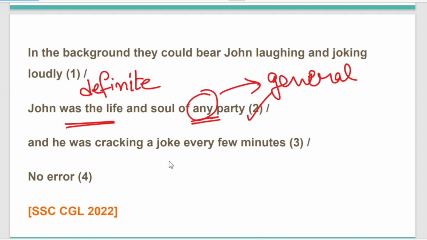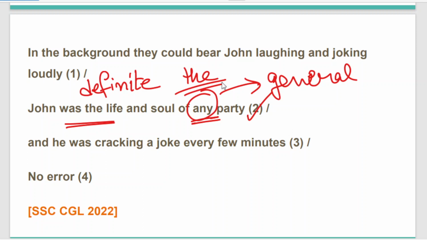So you can now guess where the error is lying. John was the life and soul of the party, because we are talking of a particular party, and whenever we are making things particular and definite, we have to use the definite article "the" to make it specific and particular. So the correct sentence is, in the background they could hear John laughing and joking loudly.